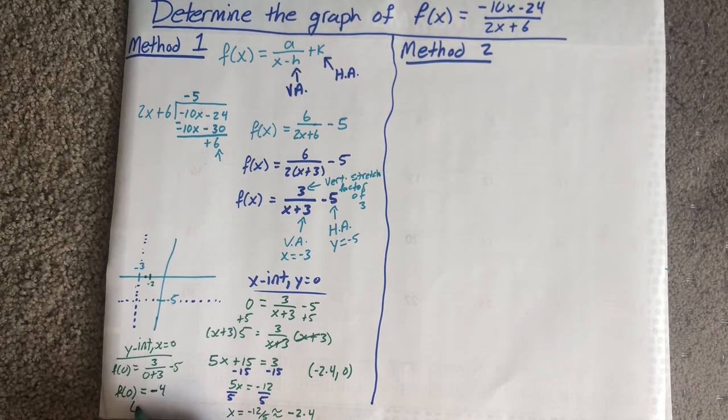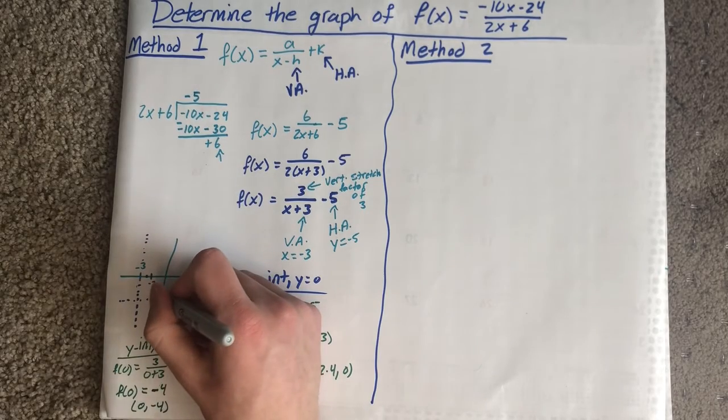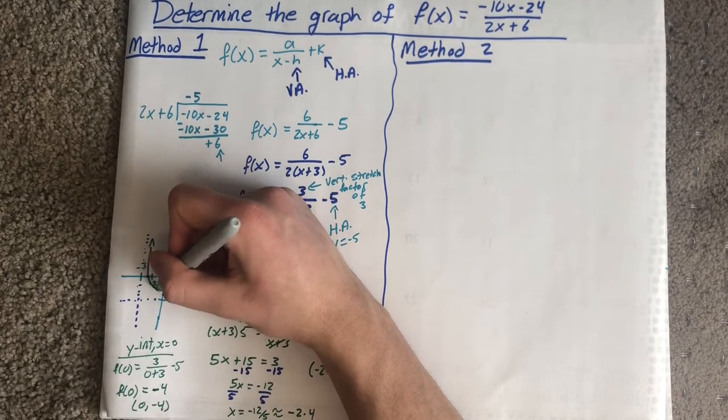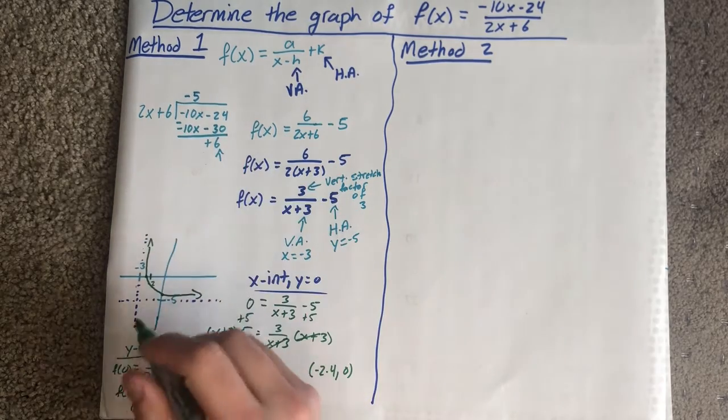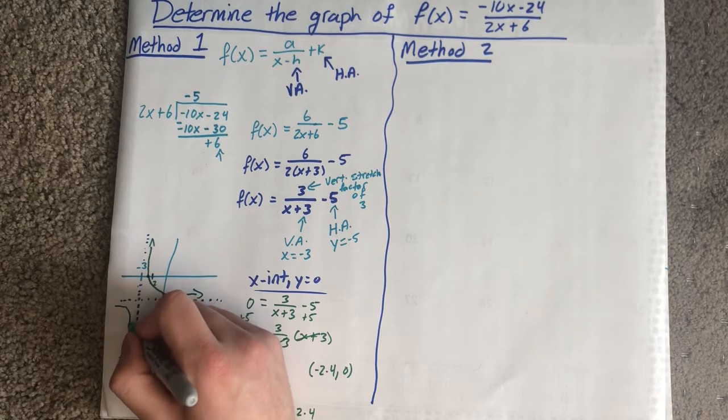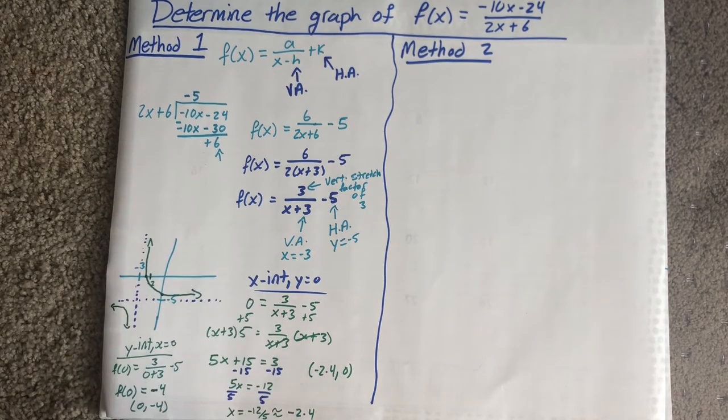So this is 0 and negative 4, which makes sense. We'll have it here, and our graph will look something like this. Now on this side, you can maybe find 2 points, but we're just doing a rough sketch, so it'll look something like that. Now on to method 2.